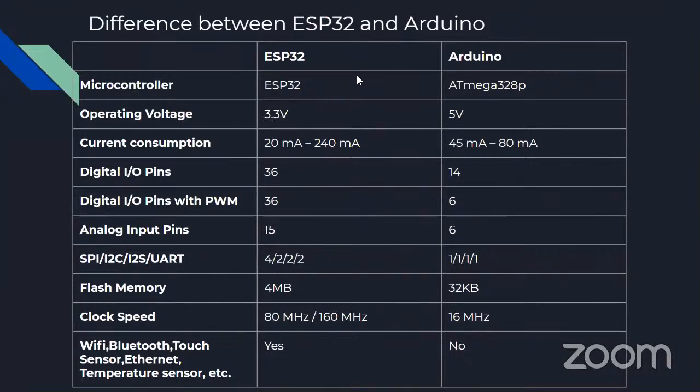You can see the different specifications. ESP32 has more digital pins, and analog pins are also more. It has more SPI and more ports, and the memory is also higher than Arduino. The operating voltage and current consumption show that power consumption by ESP32 is lower than Arduino. It is also compact and smaller than Arduino, and the best point is it is cheaper than Arduino, even though it is advanced.